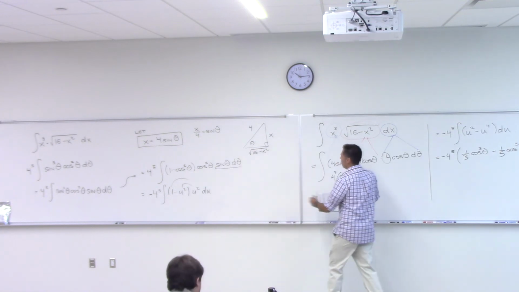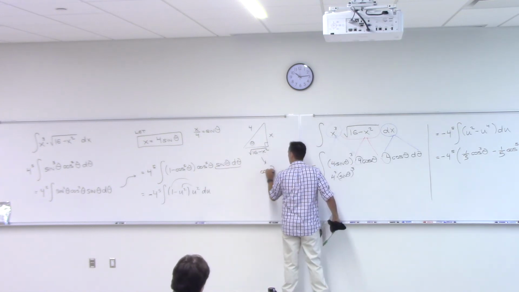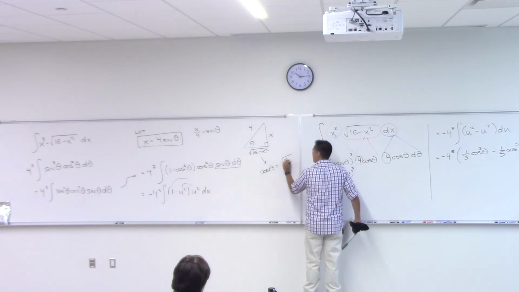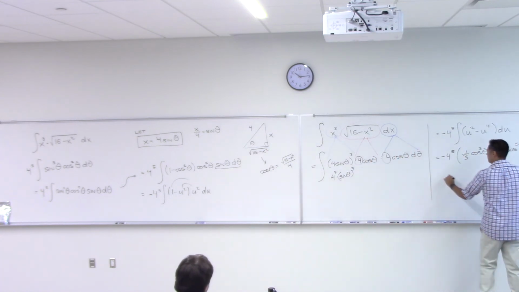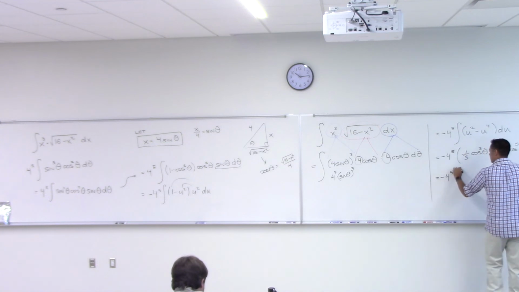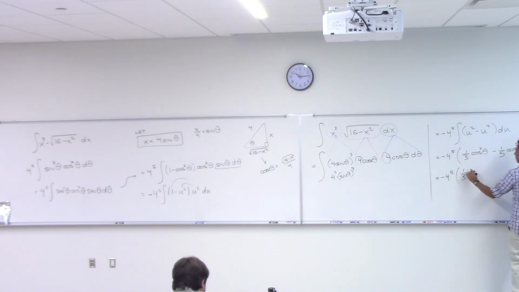So now I'm just going to write, from this, what's cosine theta? It's the square root of 16 minus x squared over 4. That's what it is. So back over here, I'm going to replace this cosine cubed theta. I'm going to rewrite that as the square root of 16 minus x squared over 4, that's cosine theta, cubed. And then minus 1/5, and then cosine theta, 16 minus x squared, all over 4 to the 5th, plus c. That's it.